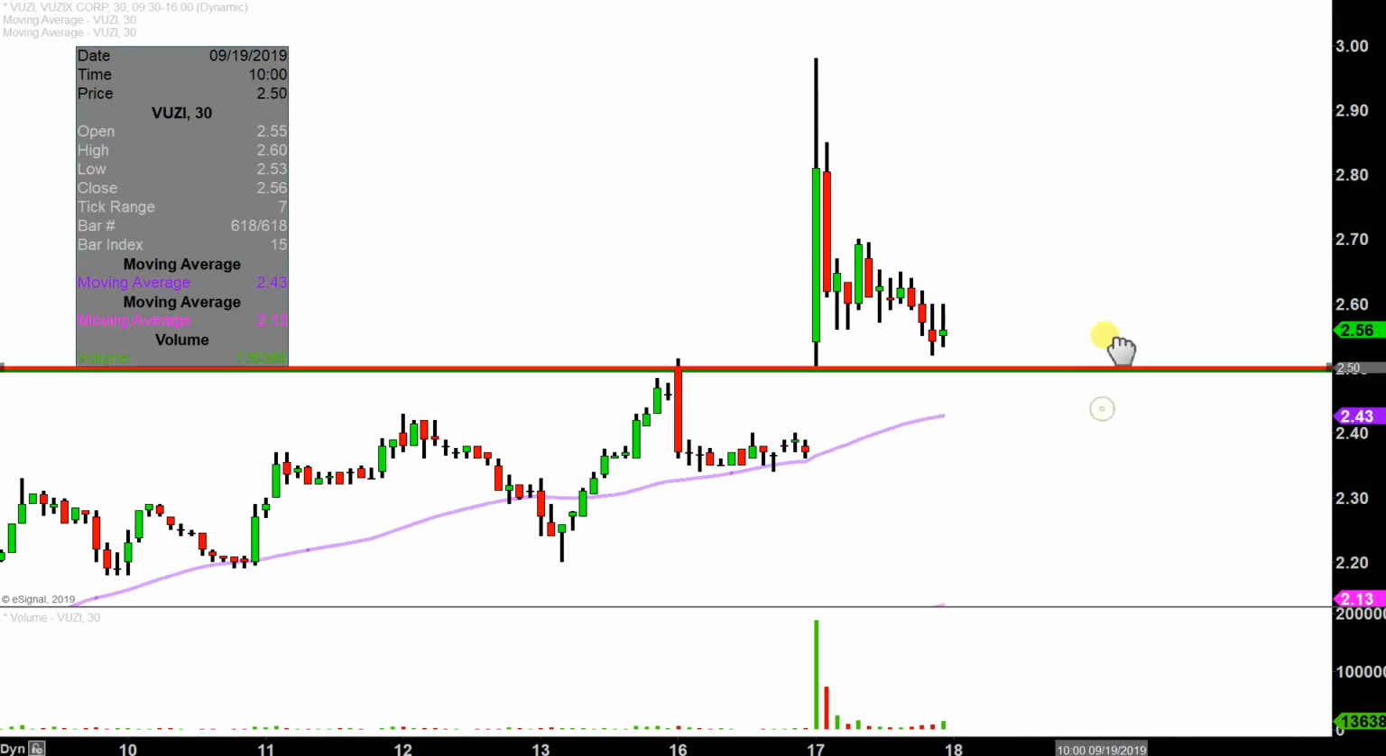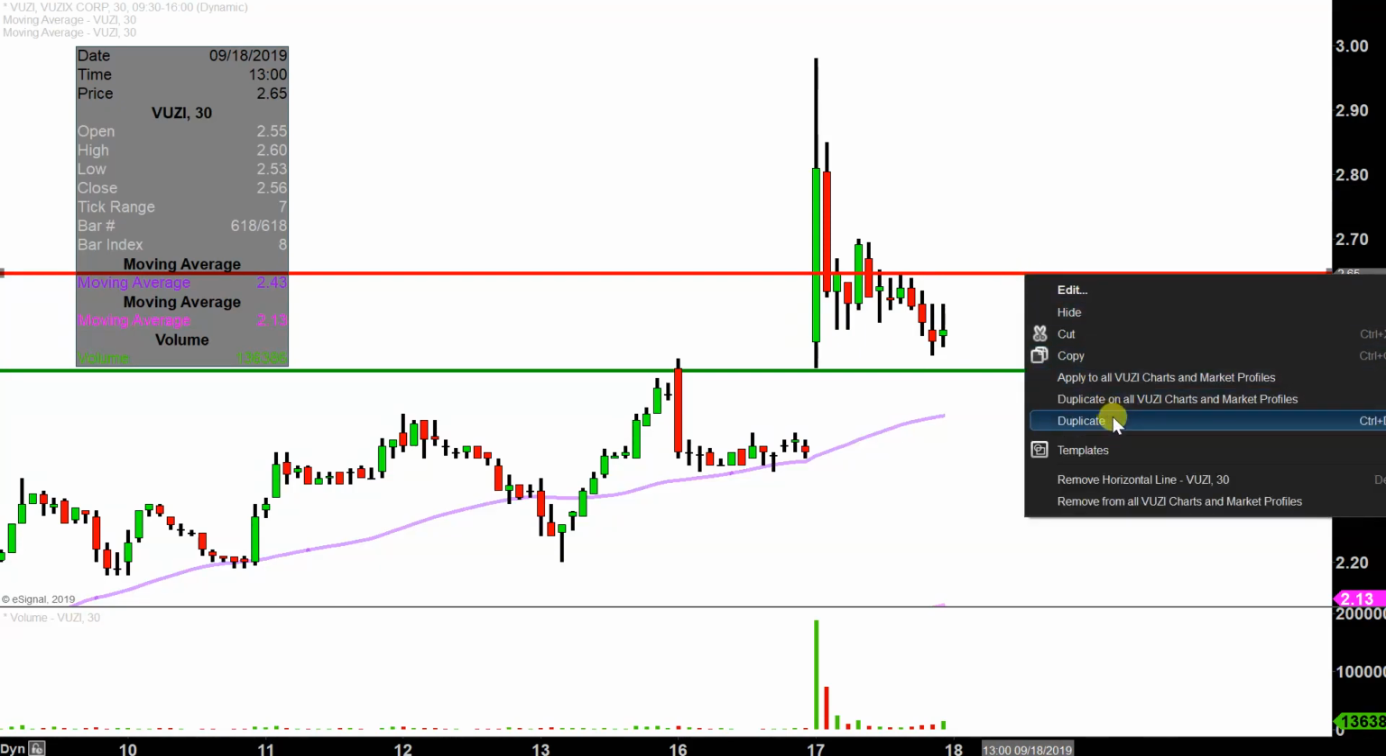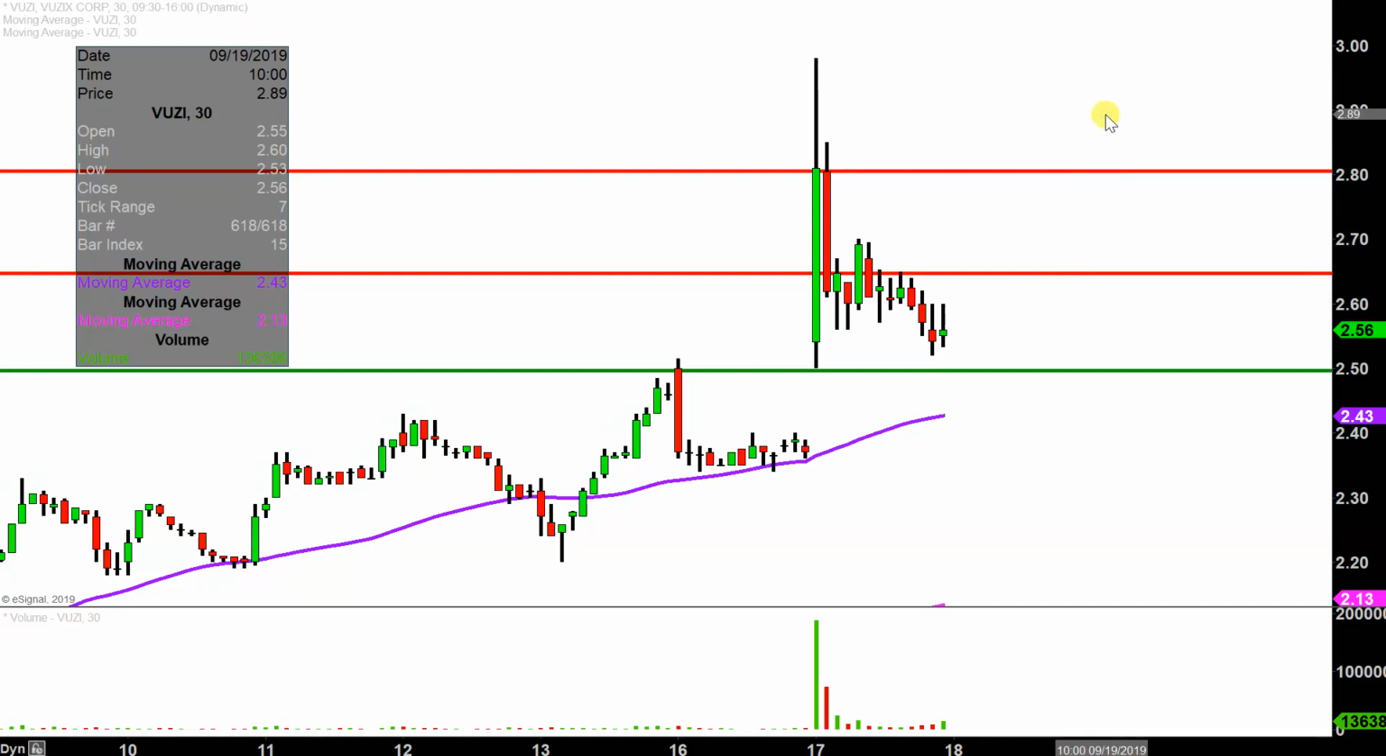Initial area of resistance to keep an eye on is going to be right up there around the $2.65 mark. And if there can be a nice high volume break of 265, not saying the price is shooting straight up there, but there's definitely some room to run as the next key overarching level, not up until right around $2.80. So 265 and 280, next couple of key levels of resistance.